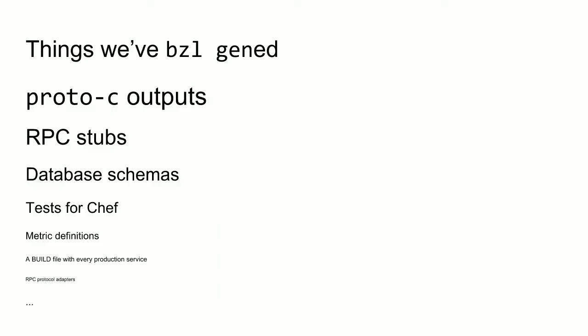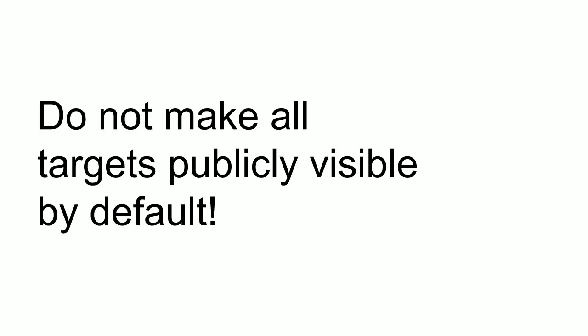But I'm afraid we did not accept the Go generics thing. But we did kind of go down this road hard. So we currently are generating all sorts of things with BZLGen: proto-seed, RPC stubs, database schemas, tests, metrics, and more RPC stuff, and build files, which are roll-ups of other build files. And so it's kind of nasty. So don't do that. One last word of advice.